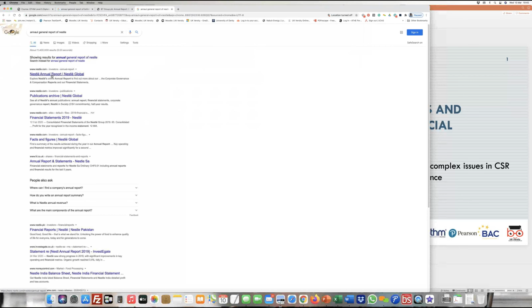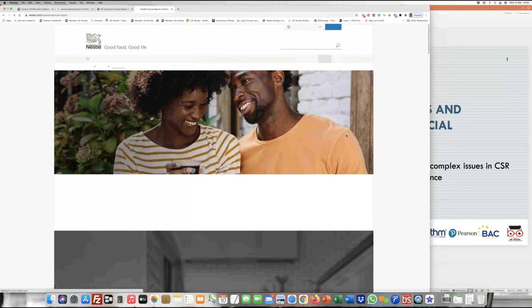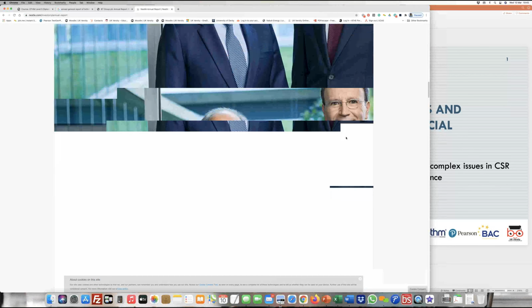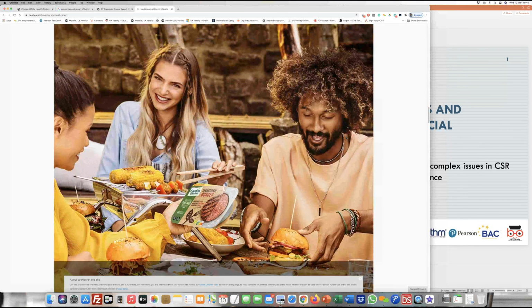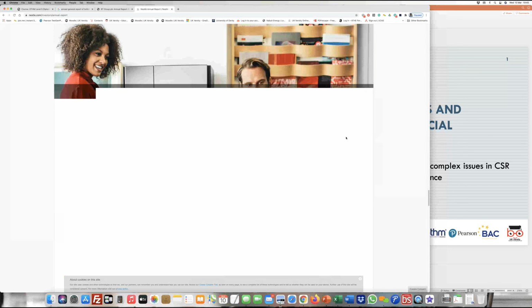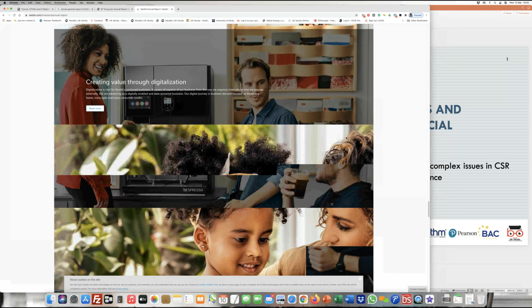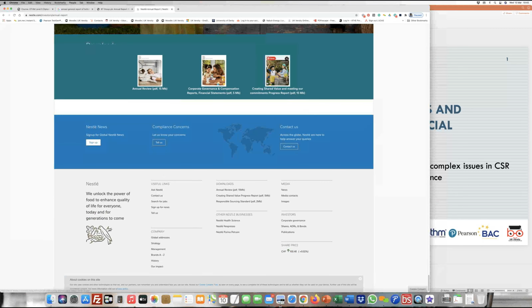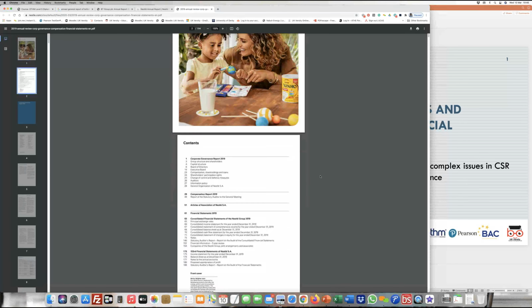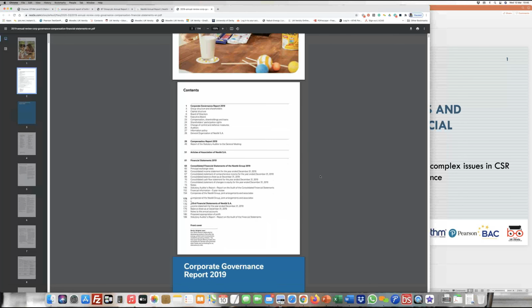We all like chocolates, isn't it? So let's look at Nestle. So if I look at their annual general report, I want to see where is the PDF. So corporate governance, there you go. So if you see this particular report, corporate governance, and we'll also look at understanding this from a point of view of corporate social responsibility.